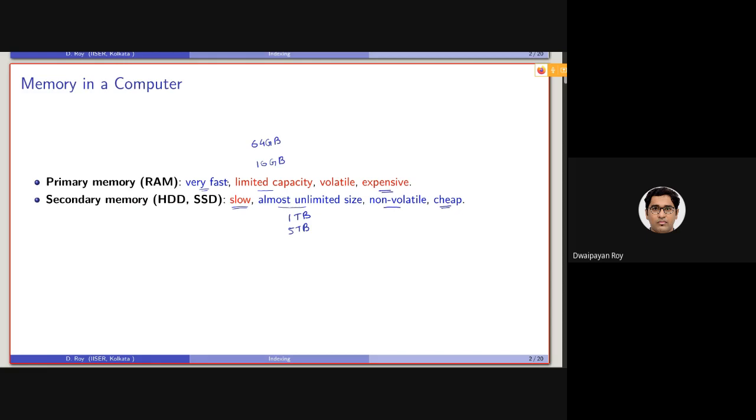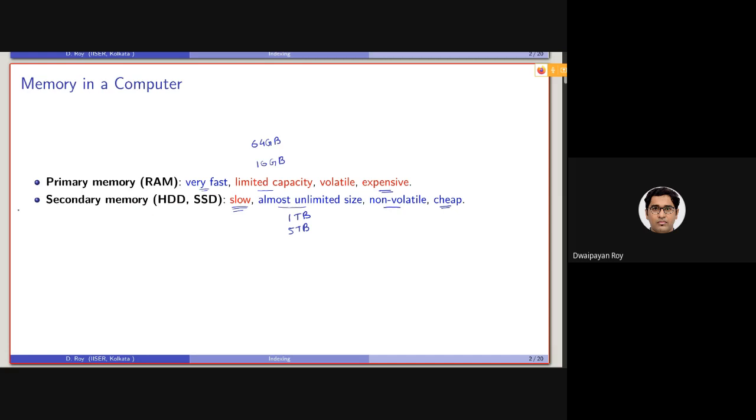So if we compare the four aspects, the only problem with secondary memory is that it is too slow. But in terms of capacity, the power of storing the information, and the expense, it is much more user friendly or user acceptable than a primary memory.